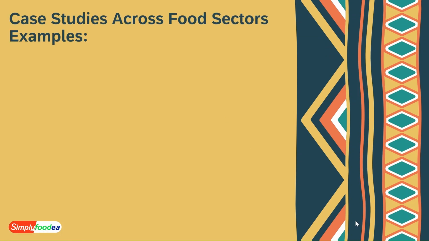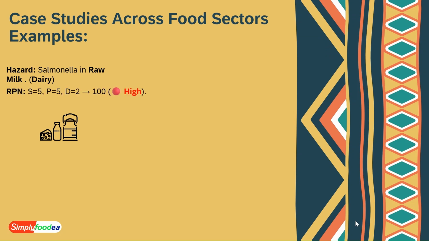So let's understand some case studies across different food sectors. Starting with dairy production, for example, the hazard will be Salmonella from the raw milk. The HACCP team agreed that the RPN will be 5 multiplied by 5 multiplied by 2, so the score will be 100, which is high risk, so the control will be pasteurization as a CCP.